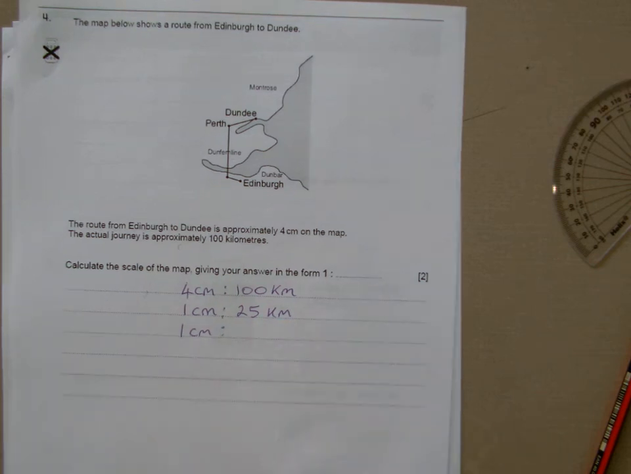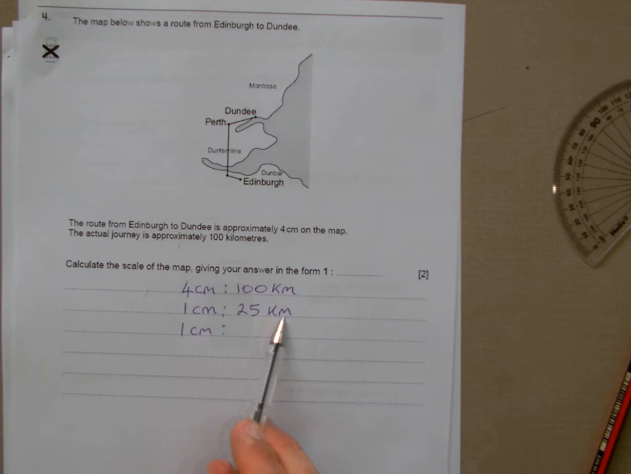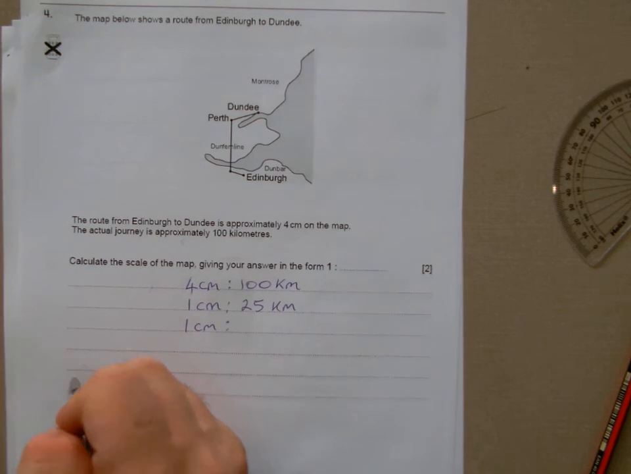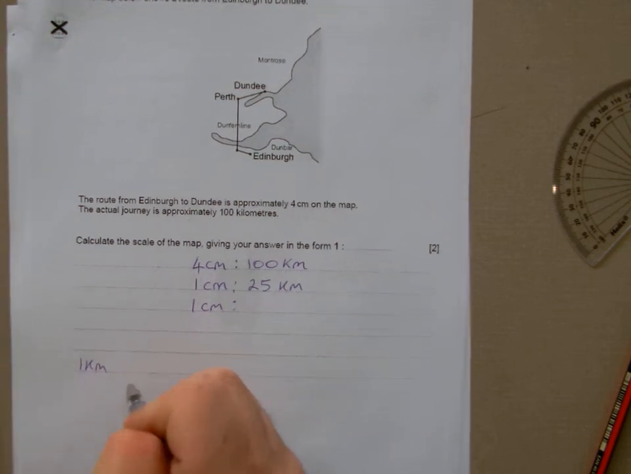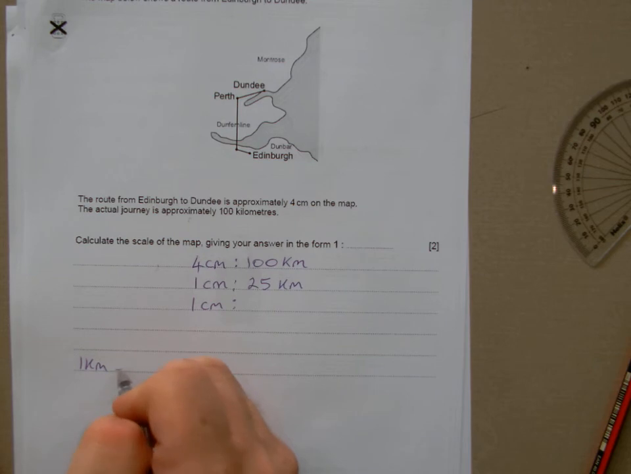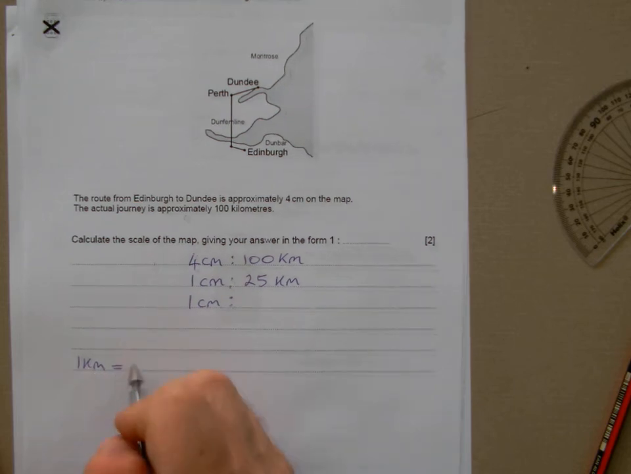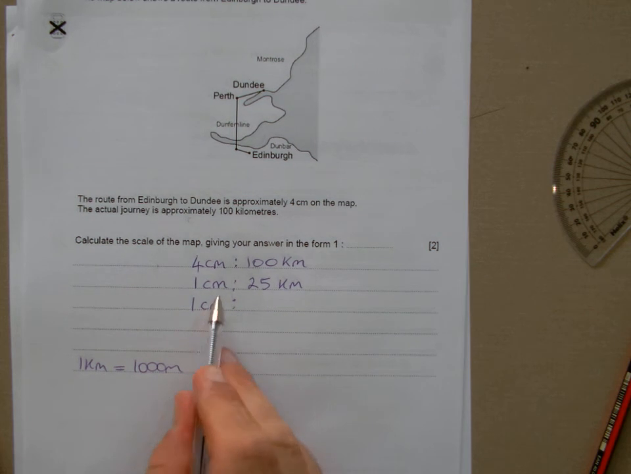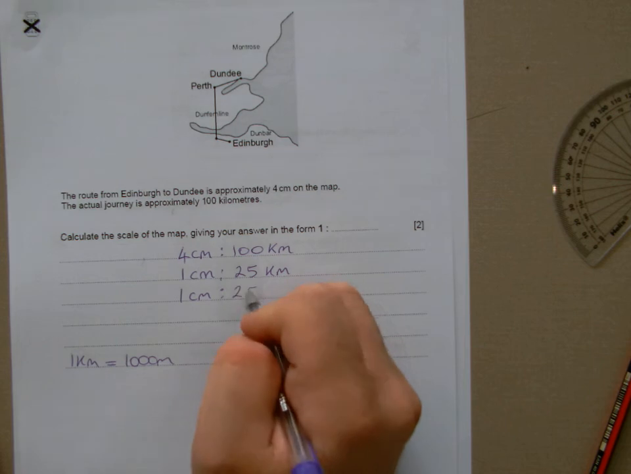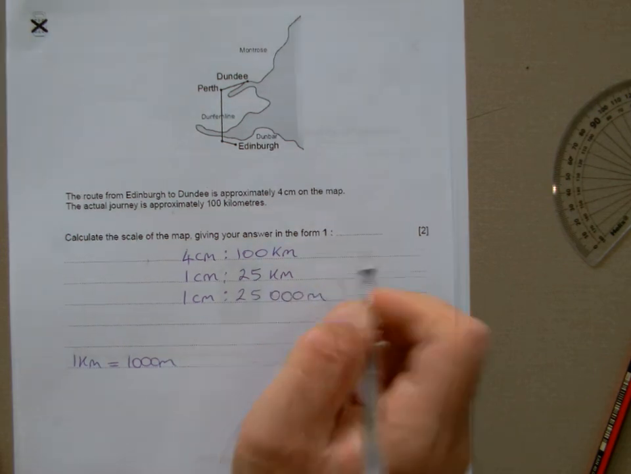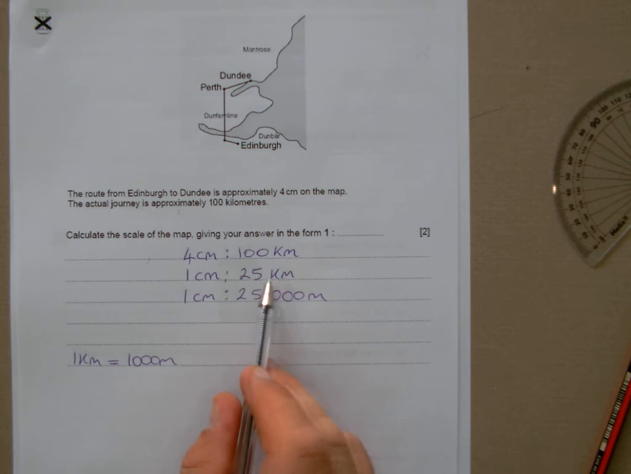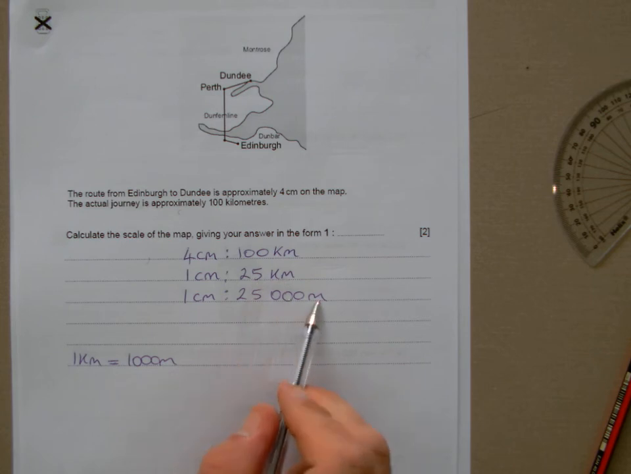I can't do that in one line, because we've got kilometres. Let's think about what 1 kilometre represents in metres. A kilometre is 1,000 metres; that's what the K stands for, the K represents 1,000. So instead of saying 1 centimetre is 25 kilometres, I could say 1 centimetre is 25,000 metres, because you've got 1,000 metres and we've got 25 of them.